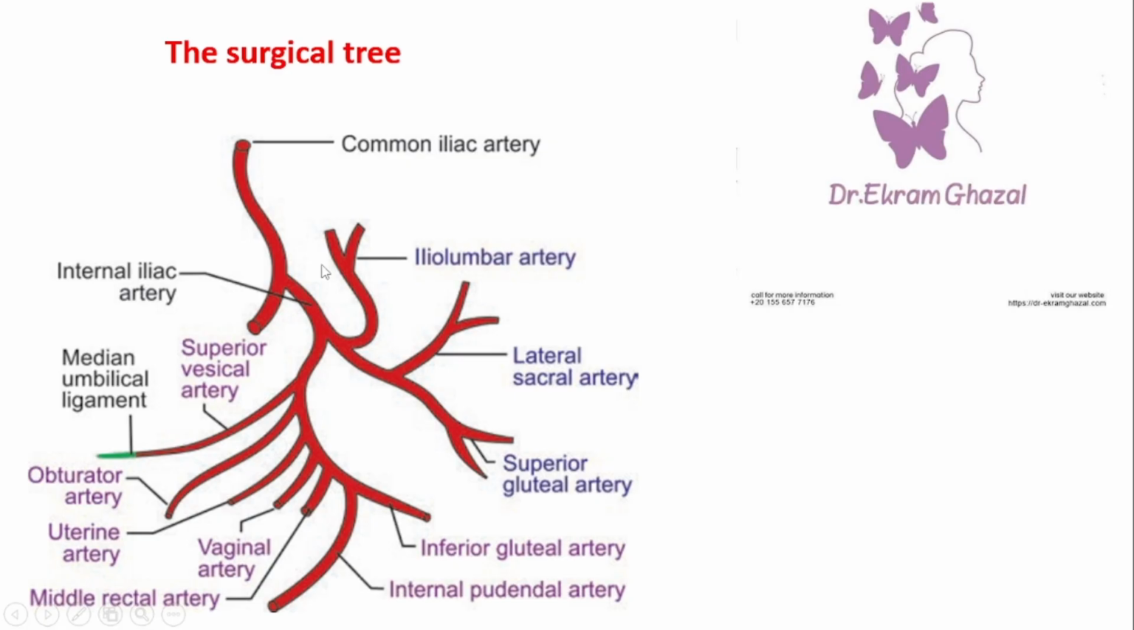Again, this is the internal iliac artery, subdivided into posterior division and anterior division. Posterior division: iliolumbar artery, lateral sacral, superior gluteal. The anterior division has about 7 branches to supply the pelvic viscera: medial umbilical artery, superior vesical artery, obturator artery, uterine artery, vaginal artery, middle rectal, internal pudendal, and finally the inferior gluteal artery, which passes through the greater sciatic foramen below the piriformis muscle.